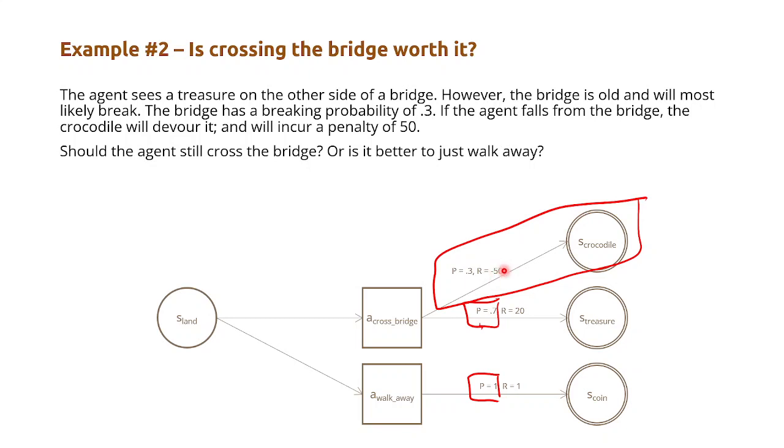Also notice that the reward when the agent falls into a crocodile is negative 50.